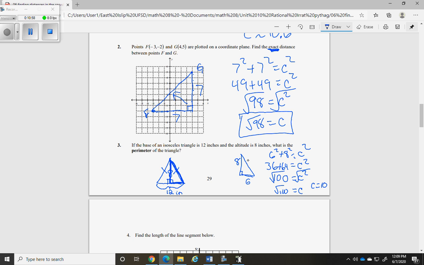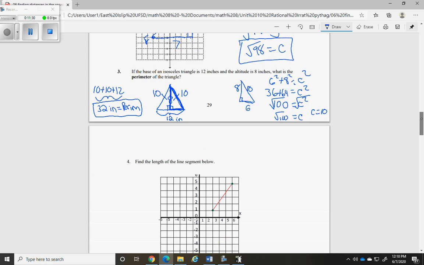So this side here is 10. If I go back to my original drawing, if this is 10, the other side is 10 also because it's isosceles. Now I can finally find the perimeter. Perimeter means add up all the sides, not this 8 on the inside. I have to add the 10, the 10, and the 12 to find the perimeter of the triangle. So that's 32 inches. It equals the perimeter. That's the final answer to the question.